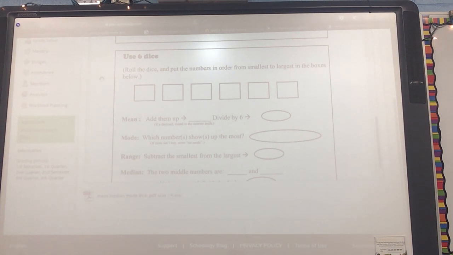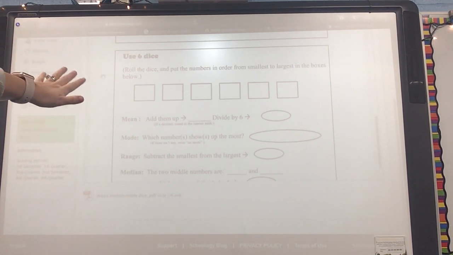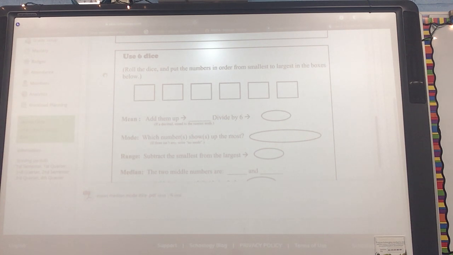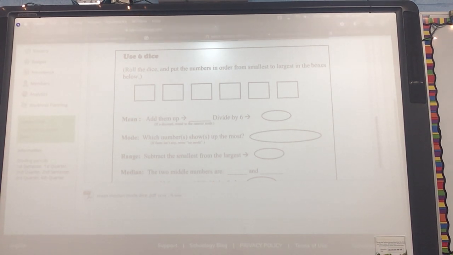Your vocabulary you are doing independently. Just this problem right here you're doing with a partner. Okay? You do not have to do it with a partner. Your choice. Good question. All right, go ahead, guys.